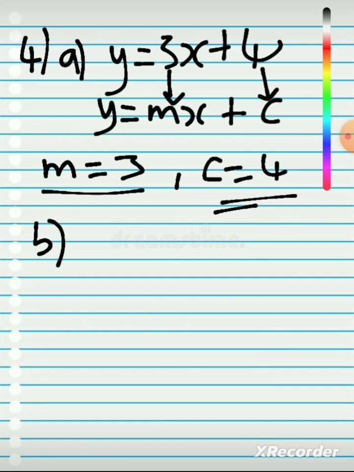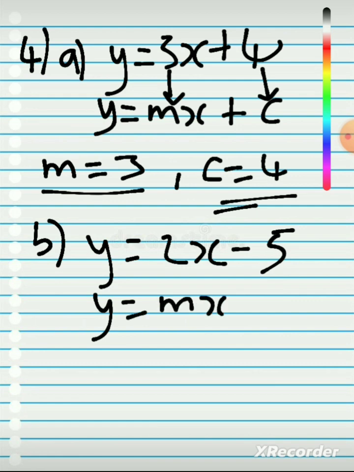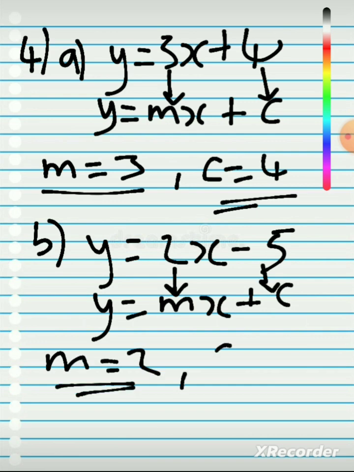We go to b. It's y is equal to 2x minus 5. Again, if we compare it to the standard equation of a straight line, we can see that 2 represents m, therefore gradient is 2, and negative 5 represents c, therefore y-intercept is negative 5.